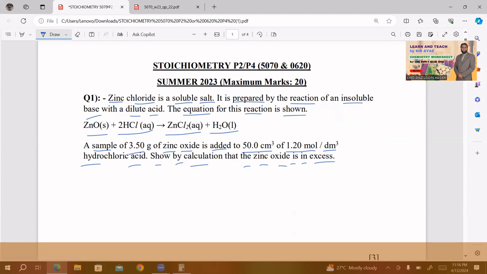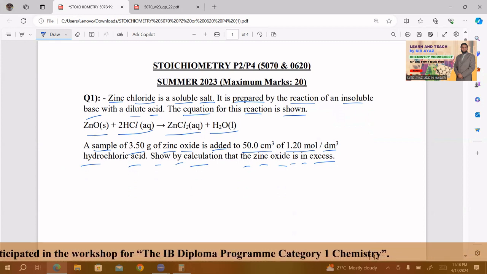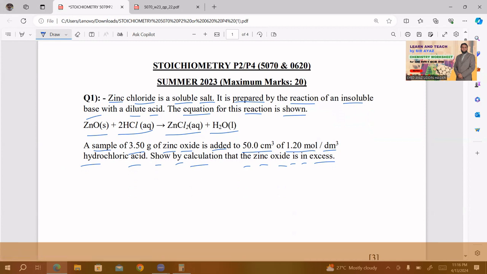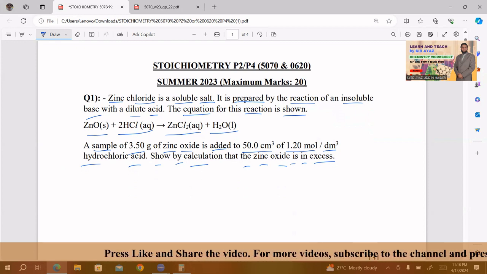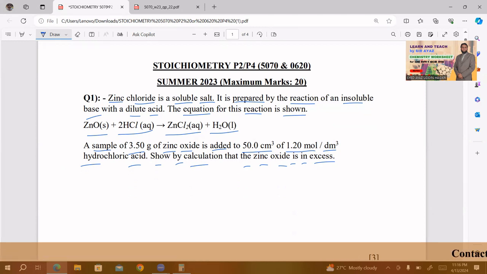We have the reaction equation. So what I will do, I'm going to convert the amount given into moles. Then we'll compare the moles. Either you can compare the moles of ZnO or 2HCl with the moles from the reaction equation. So first of all, we need to convert these amounts, mass, into moles.